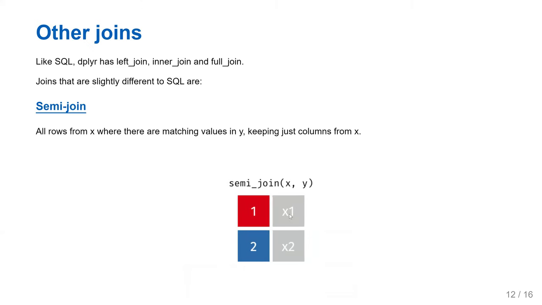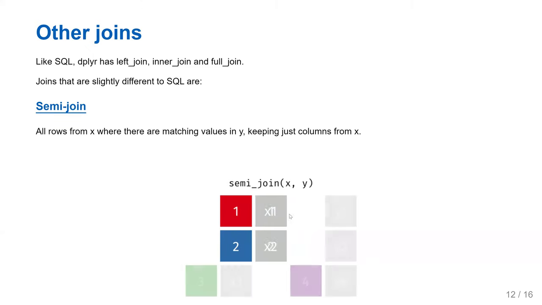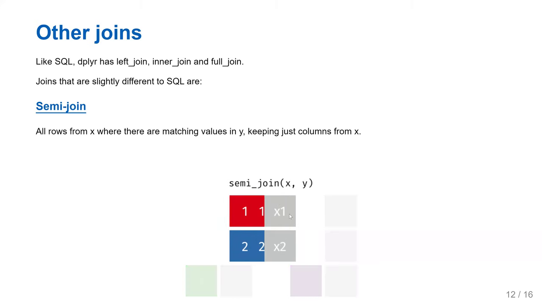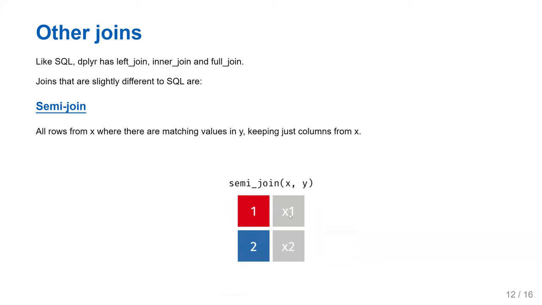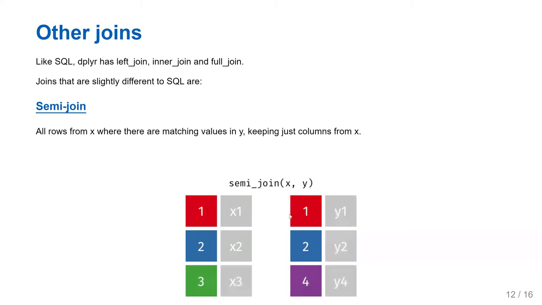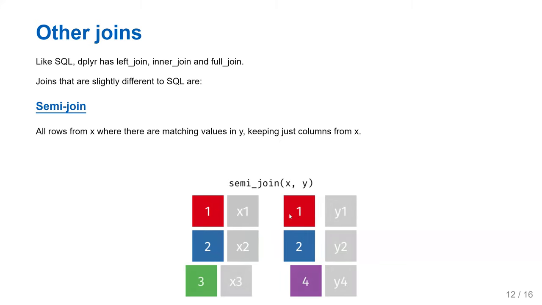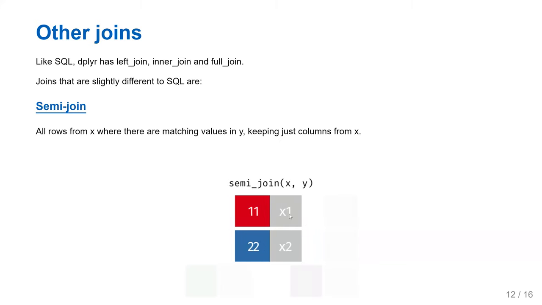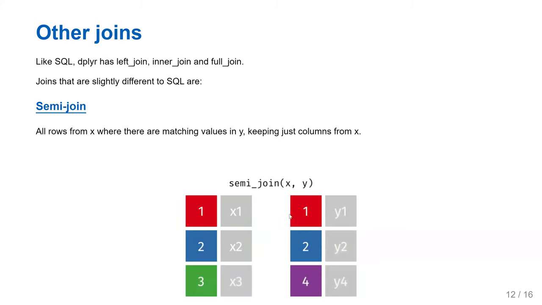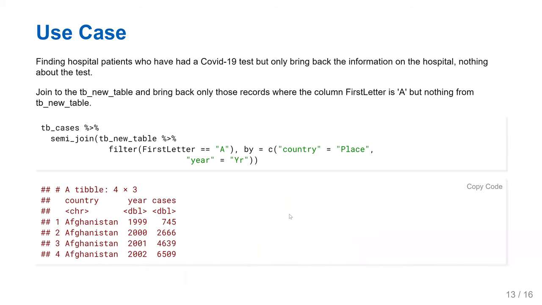I personally almost never do semi-joins. I feel like the only times I've done the semi-join is when I'm teaching this class. I usually just like to do a filter, and then I like to specify the column that I'm filtering by. But I'm sure there is a use case. I haven't really used it before, but we can have a go at doing a semi-join.